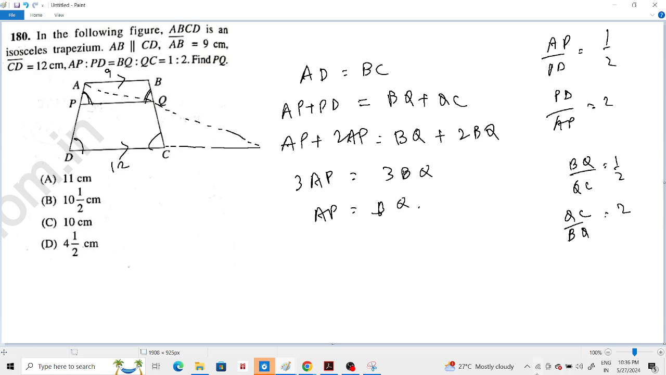CD is 12, isosceles trapezium. A trapezium is where two opposite sides are parallel but not equal. Isosceles means over here AD is equal to BC and also these base angles are equal.